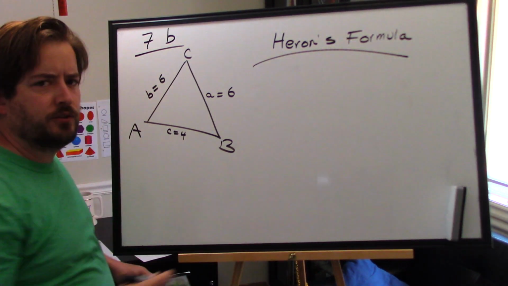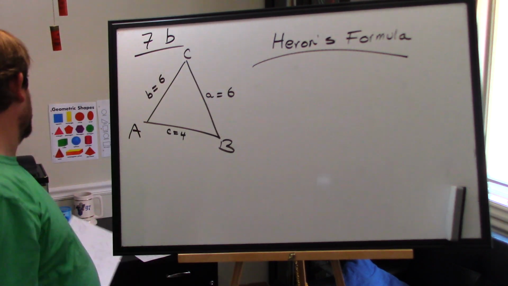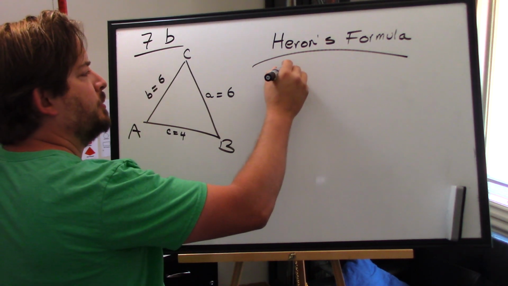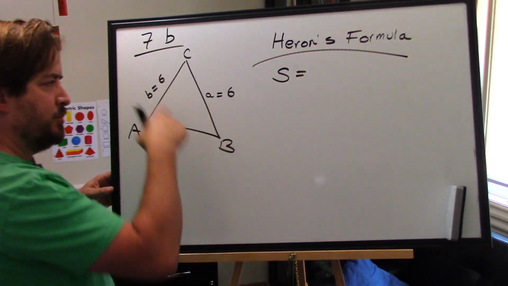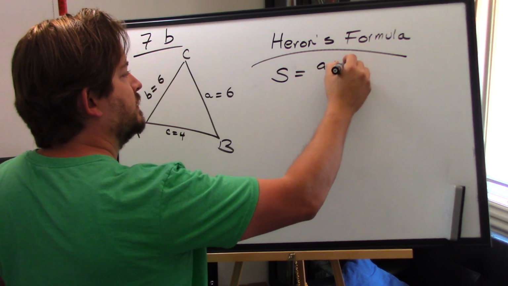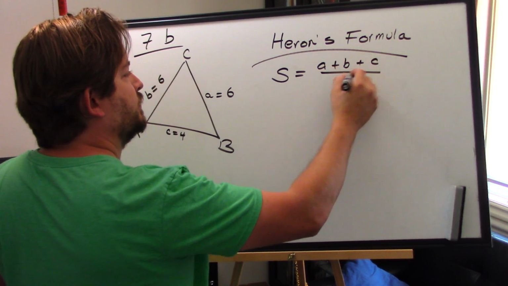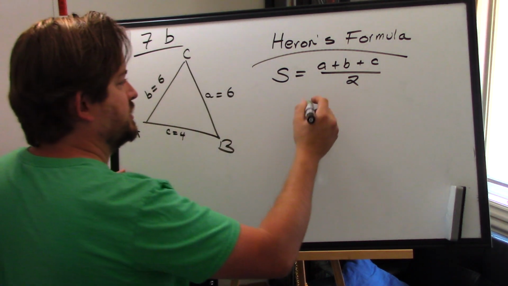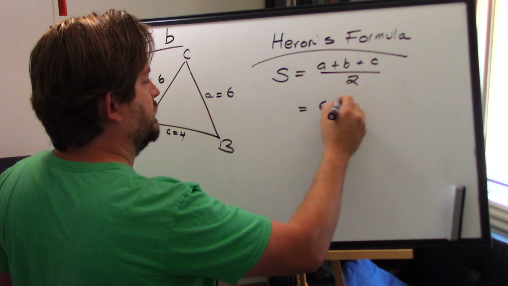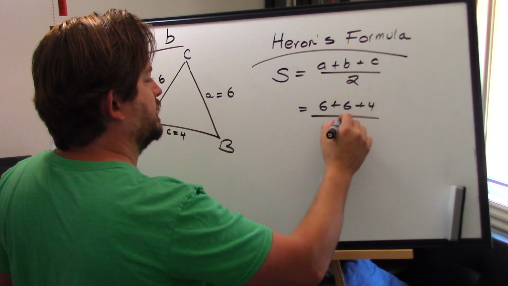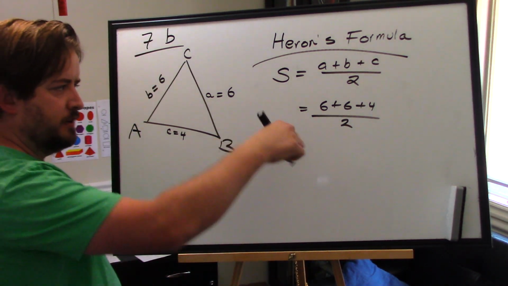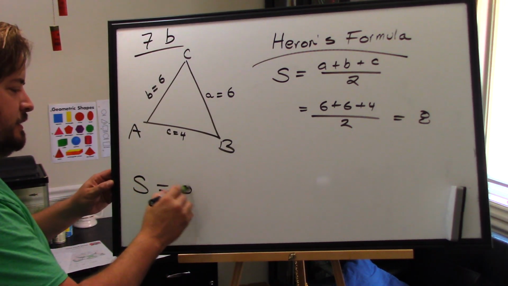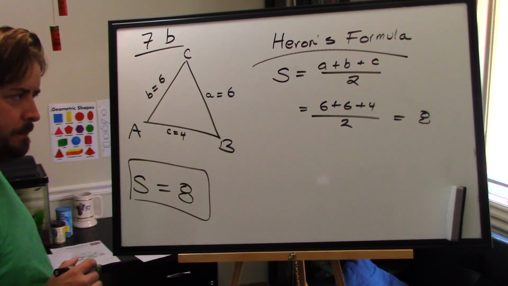I never liked Heron's formula, but this is what it's for, a triangle like this. In Heron's formula, remember that S is our semi-perimeter. It's A plus B plus C, all divided by 2. That's something you'll probably want to know. So this is 6 plus 6 plus 4, all divided by 2. That's 16 divided by 2, so S, the semi-perimeter, is 8.